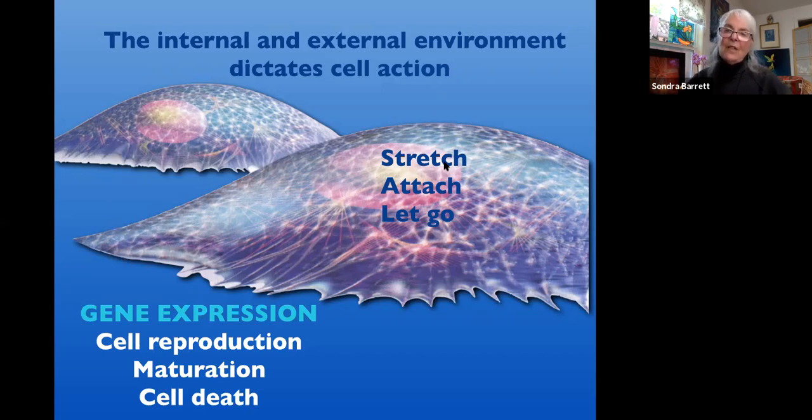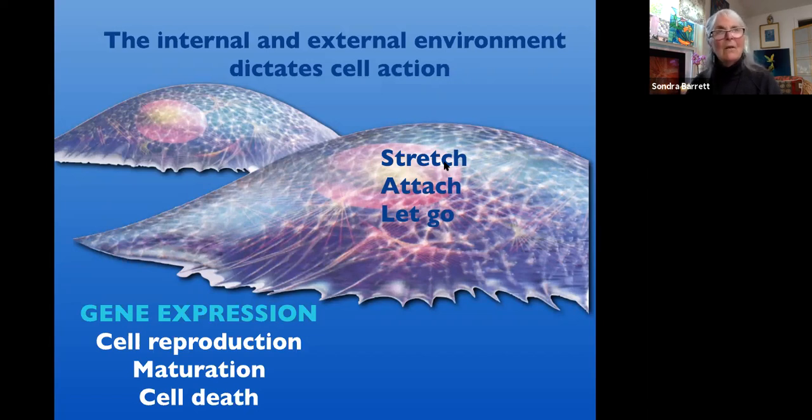Now, when they fill the dish, they have no place else to go. So they'll start letting go of some of their attachments, no longer stretched out as much, no longer as tense. And when they let go of some of their attachments, now they can mature. So cells can't reproduce and mature at the same time.